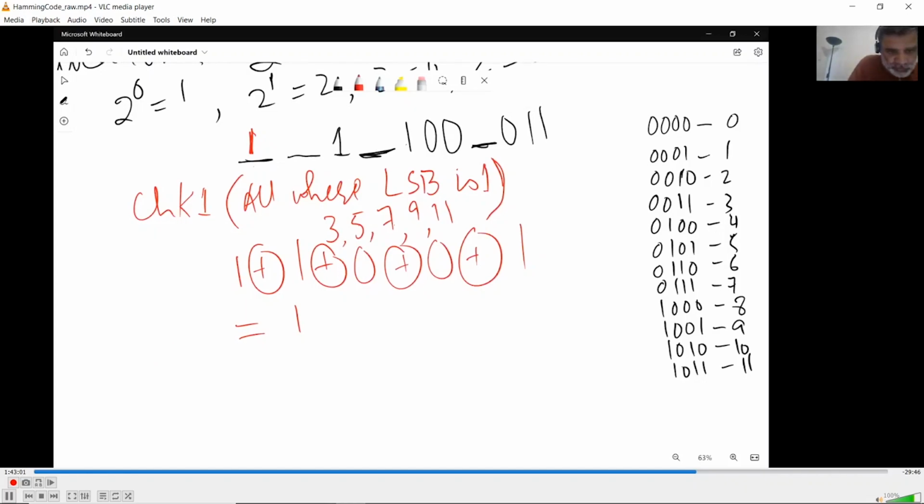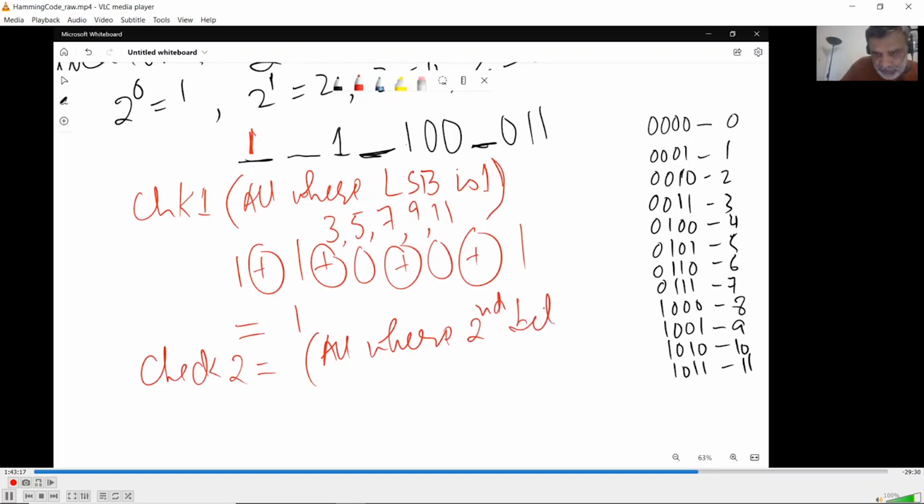Then is check 2. We have to find what is check 2 at location 2. So here we will see all the locations where not the LSB, rather the second bit, is 1. I hope you are able to see that quickly. Second bit is here because we are finding it for second. So for the second bit, we would be seeing 3, then 6, then 7, then 10, then 11.